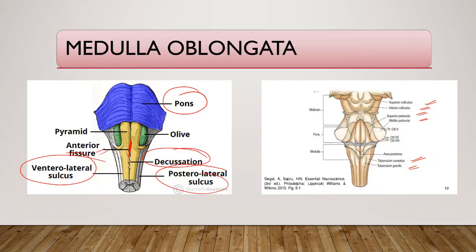This part is midbrain. So superior peduncle separates cerebellum from midbrain. Middle cerebellar peduncle separates cerebellum from pons. And inferior cerebellar peduncle separates cerebellum from medulla oblongata.